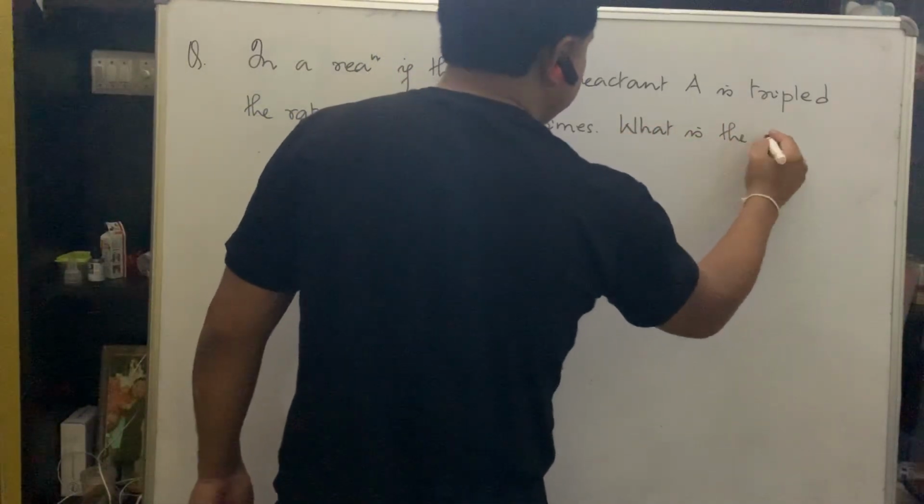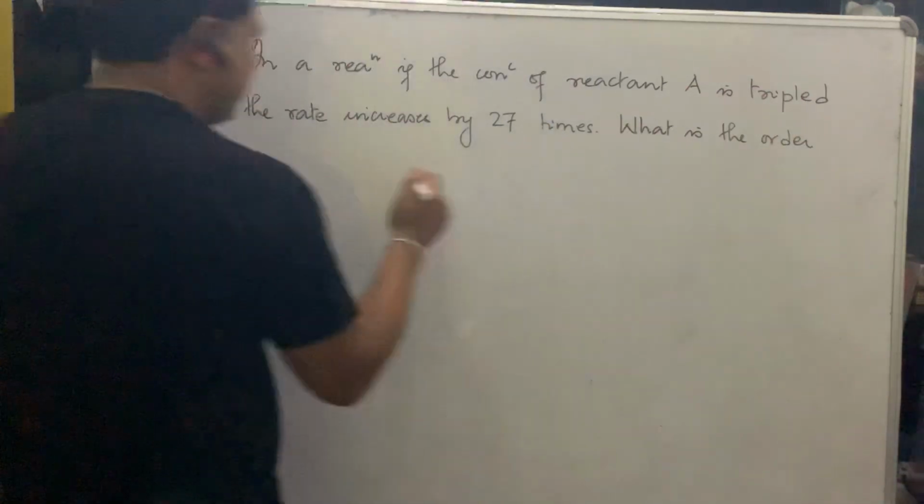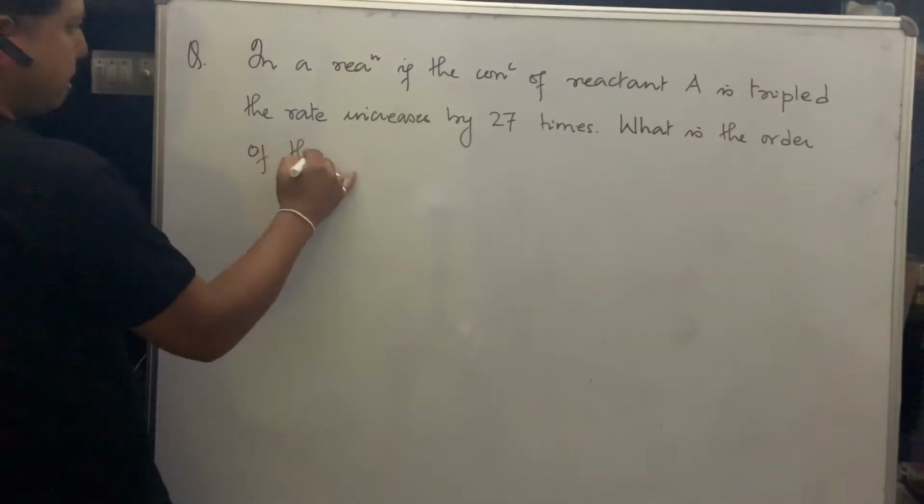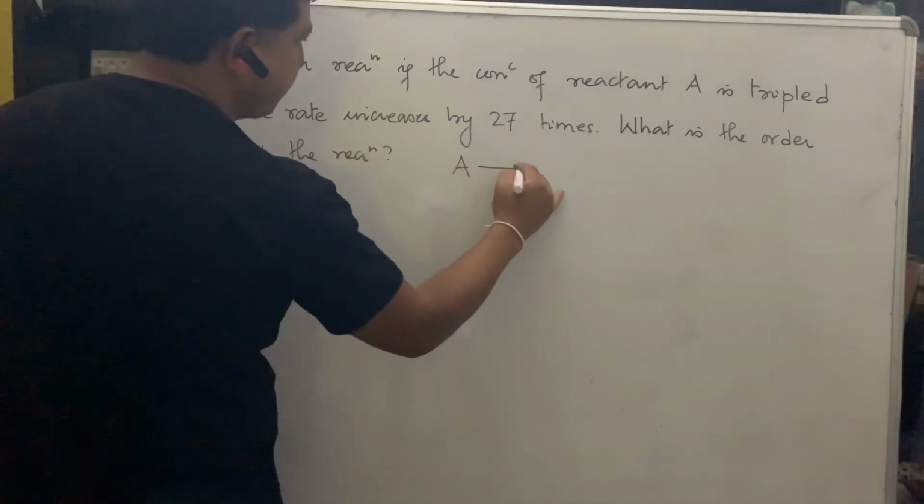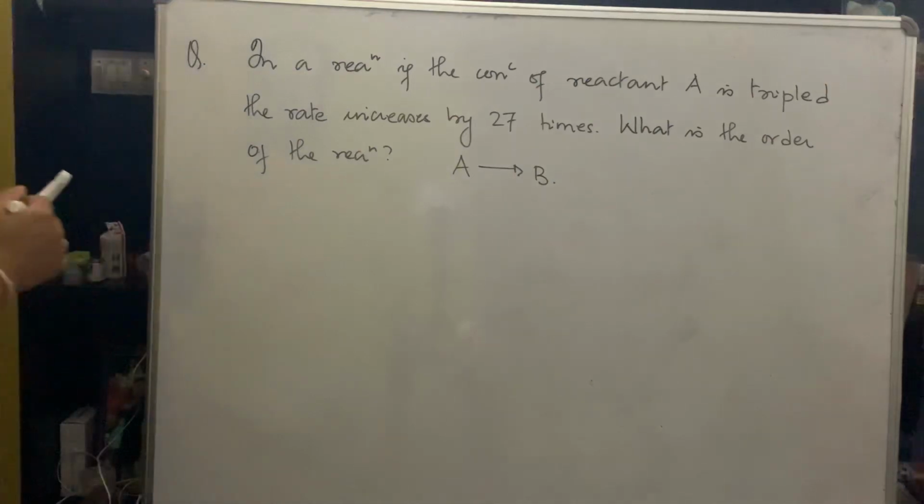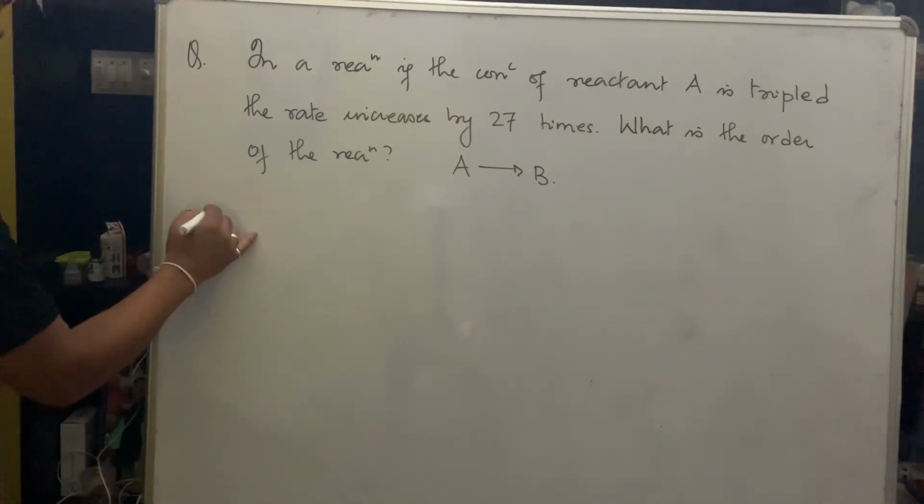What is the order of the reaction? And the reaction here is given, say, A to B. It's given in the question. So let us analyze this type of numericals, this type of problems.